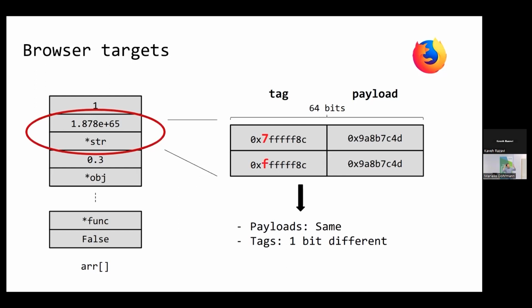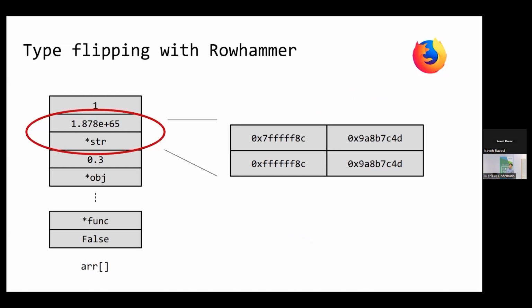And all sort of alarms should go off in your head, right? Because only 1 bit is different, right? Which would mean that if you flip exactly that bit, you could change types. You could flip types to each other, right? This is exactly what we did. We call this type flipping with Rowhammer.